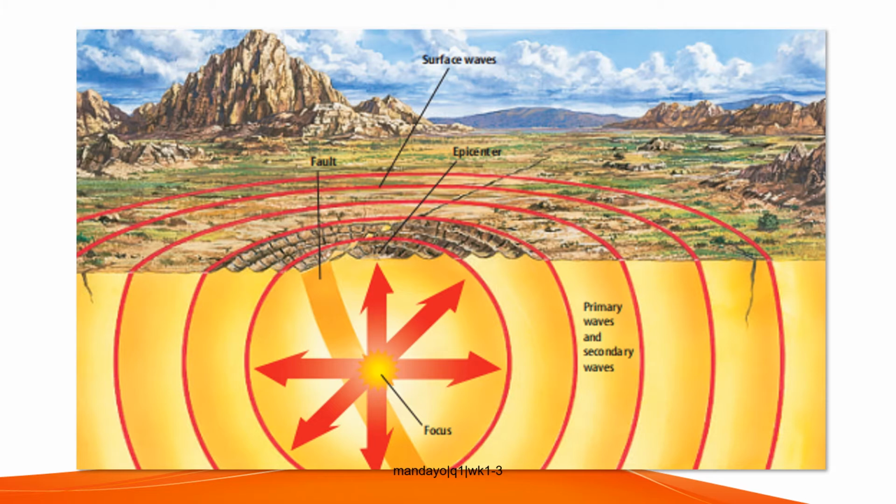The picture depicts how waves are formed from an earthquake. The very main source of an earthquake is what we call the focus. From the focus radiates different kinds of waves, represented by these red circles. Waves which travel in the interior of the earth are called the primary waves and the secondary waves.